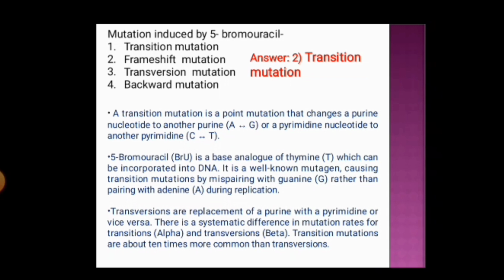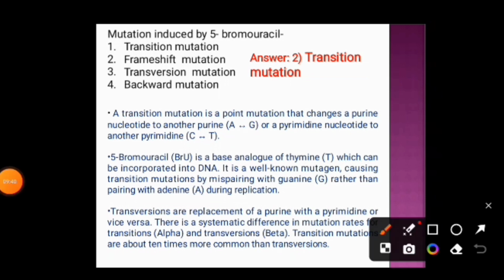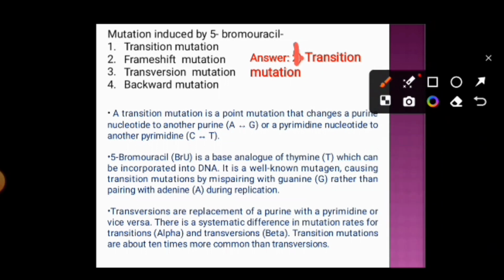A transition mutation is a point mutation that changes a purine nucleotide to another purine. The purines are adenine and guanine. So adenine will be replaced with G, or guanine will be replaced with A, or a pyrimidine nucleotide to another pyrimidine. The pyrimidines are cytosine and thymine. So cytosine will be replaced with thymine, or thymine will be replaced with cytosine. Whereas the transversion is the replacement of purine with pyrimidine or vice versa. Okay, transition mutations are 10 times more common than transversions.